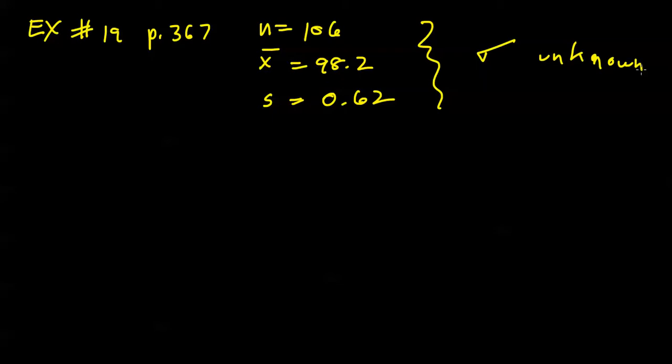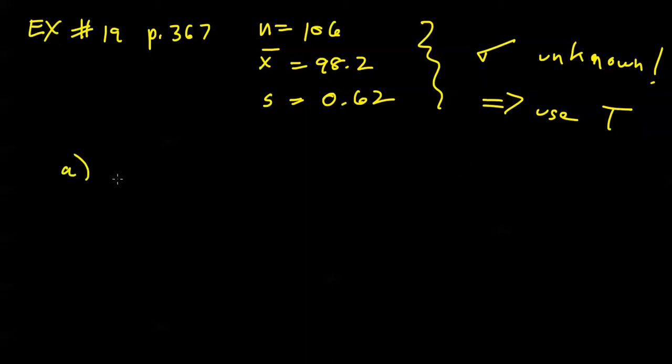Alright, so sigma is unknown, and I judge that because they give us s, but they don't give us sigma. And when sigma is unknown, we're going to use the t interval to base our confidence interval on. Okay?